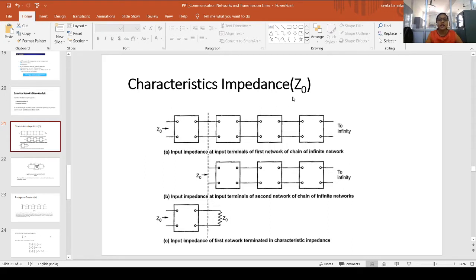The characteristic impedance is equal to the square root of Z short circuit into Z open circuit. That means the characteristic impedance Z0 is equal to the square root of the short circuit impedance multiplied with the open circuit impedance of the two-port network.